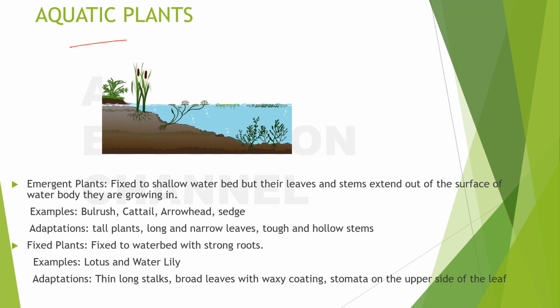Now about the aquatic plants. What are the aquatic plants? See, this is water, right? The plants that grow in the water are called aquatic plants. Now there are four types of aquatic plants. These are the emergent plants. What are these? Plants here are known as emergent plants. These are fixed plants. What are these? Fixed plants.